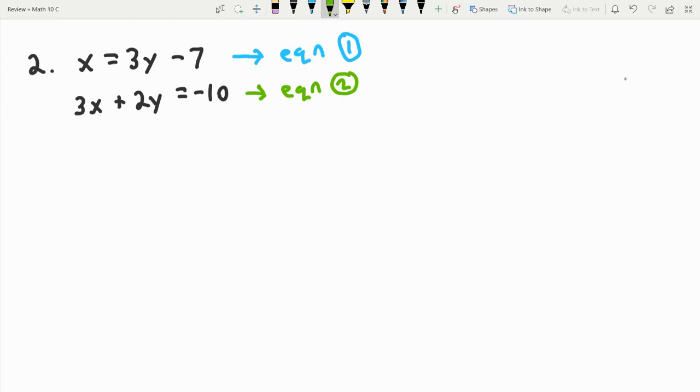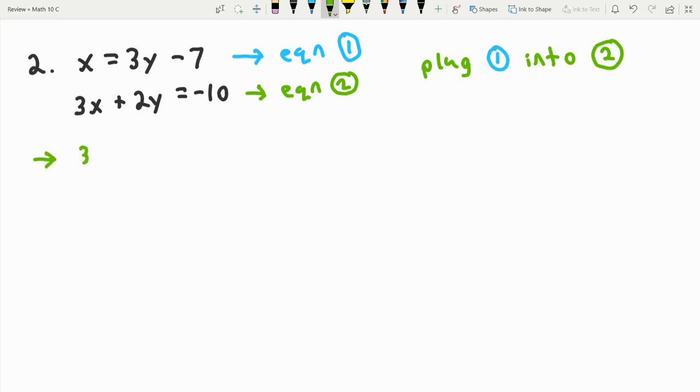equation 2. Due to equation 1 being x by itself, so remember I want to have either y by itself or x by itself before I substitute in, I can leave equation 1 alone and substitute it into equation 2. So plug equation 1 into equation 2. So let's write out equation 2.